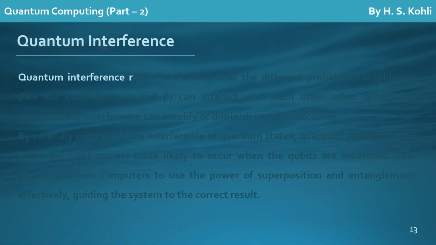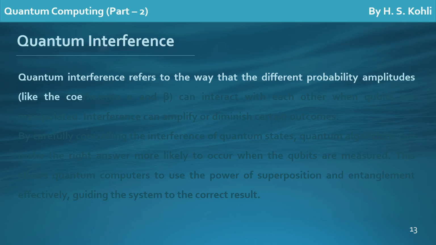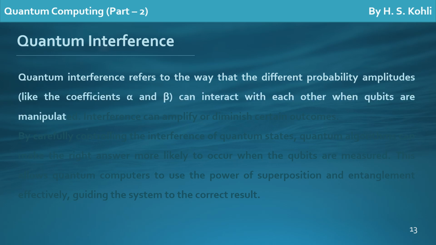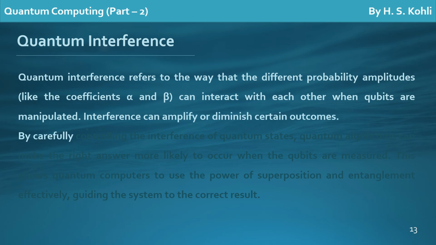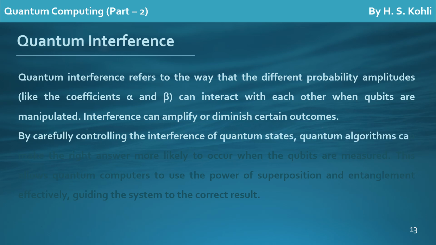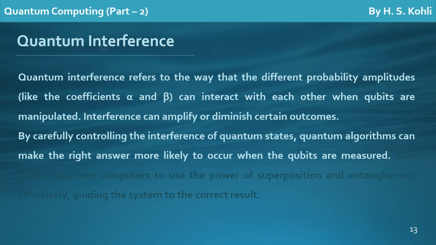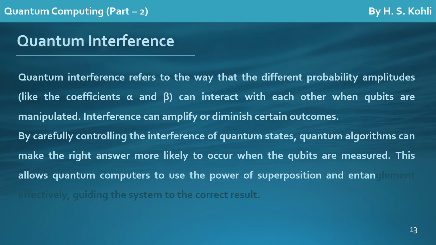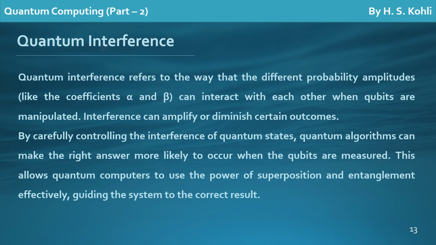Quantum interference refers to the way that the different probability amplitudes, like the coefficients alpha and beta, can interact with each other when qubits are manipulated. Interference can amplify or diminish certain outcomes. By carefully controlling the interference of quantum states, quantum algorithms can make the right answer more likely to occur when the qubits are measured. This allows quantum computers to use the power of superposition and entanglement effectively, guiding the system to the correct result.